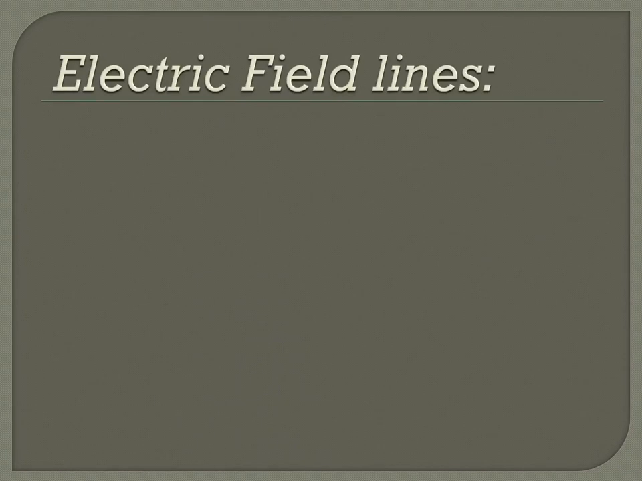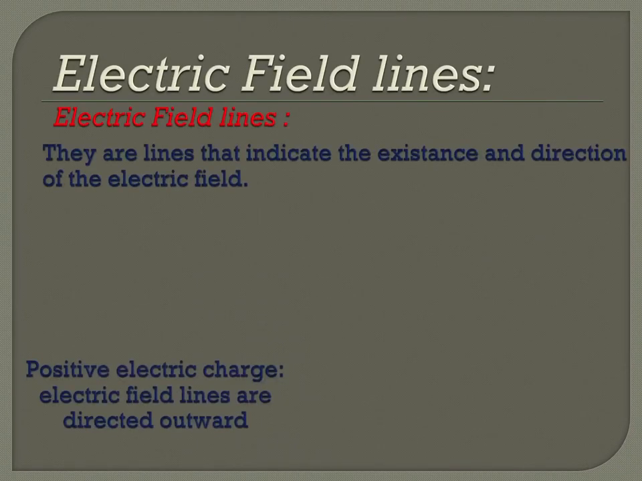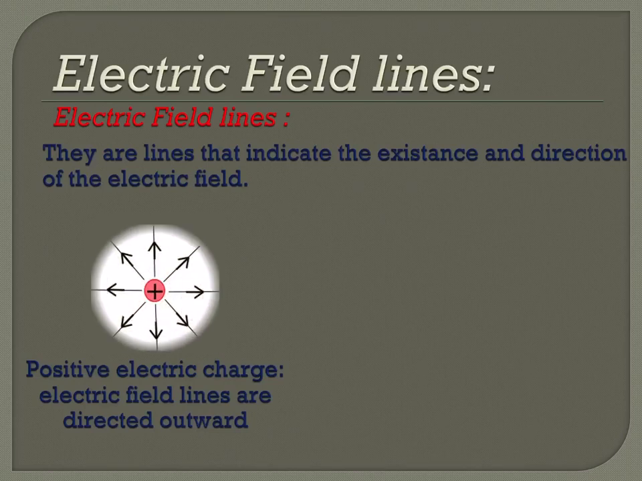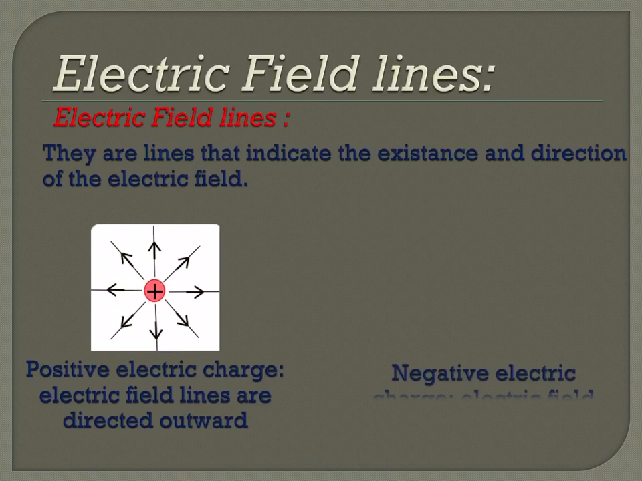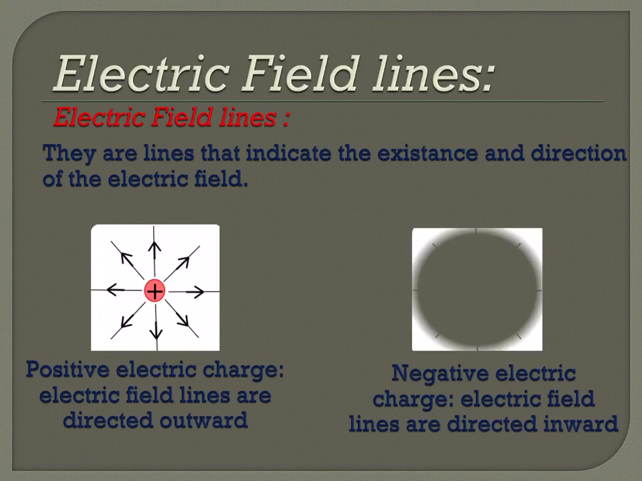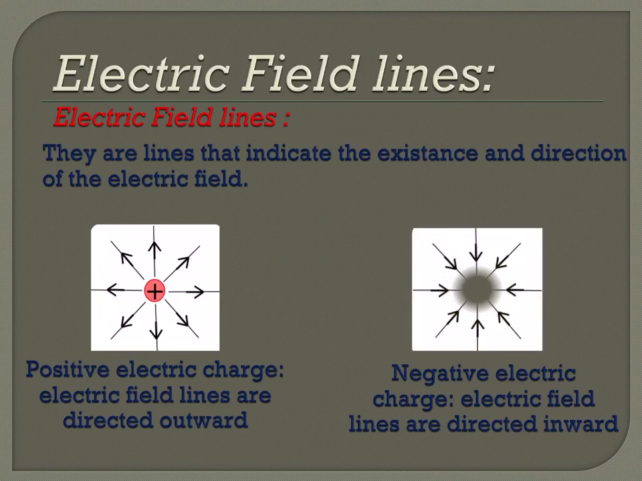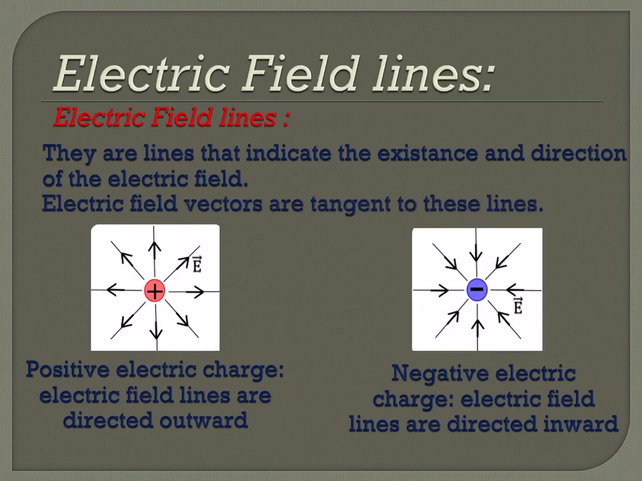Electric field lines. What do we mean by electric field lines? Actually, electric field lines are lines that indicate the existence and the direction of an electric field. For example, if the charge producing the electric field was positive, then the electric field lines are directed outward. And if the electric charge producing an electric field was negative, then the electric field lines are directed inward. We should know also that the electric field vector is represented tangent to these lines. An important remark that we should know is that electric field lines don't intersect at any point.